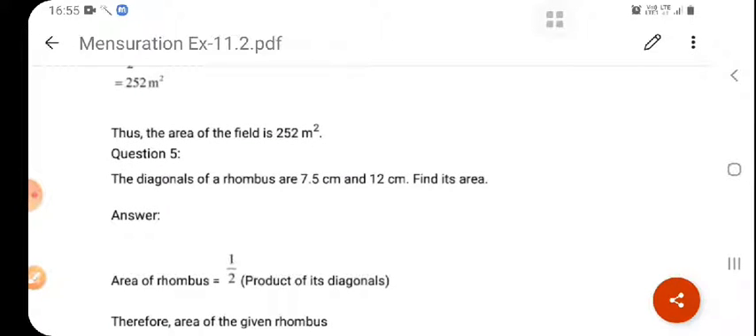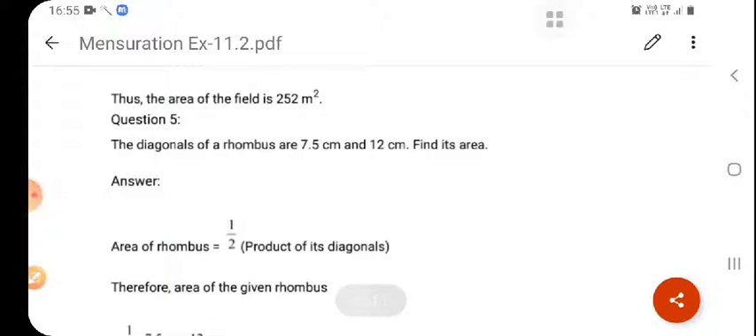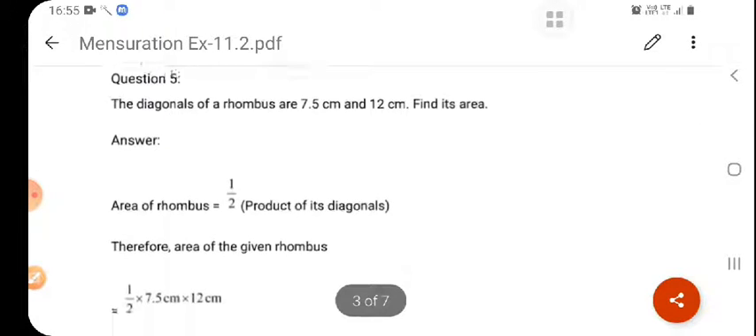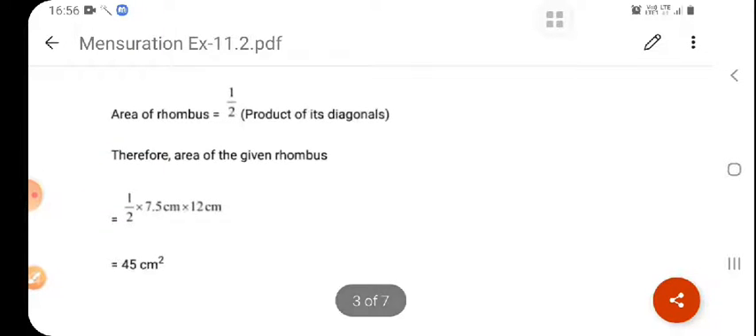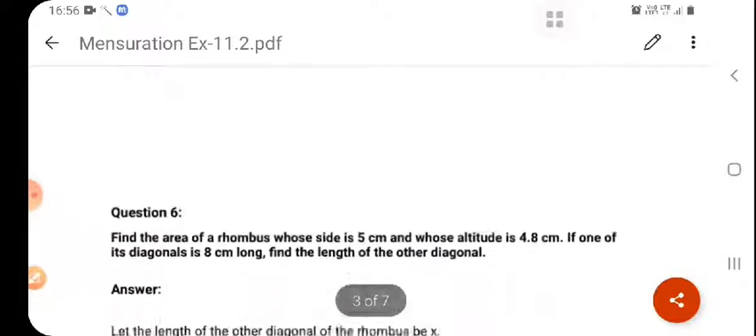Now question number 5. The diagonals of a rhombus are given as 7.5 centimeter and 12 centimeter. Find its area. So the area of a rhombus is equal to half into the product of two diagonals. The two diagonals are 7.5 and 12 centimeter. So we will use the area of rhombus formula based on the product of diagonals. Half into d1 into d2, which is equal to 45 centimeter square.